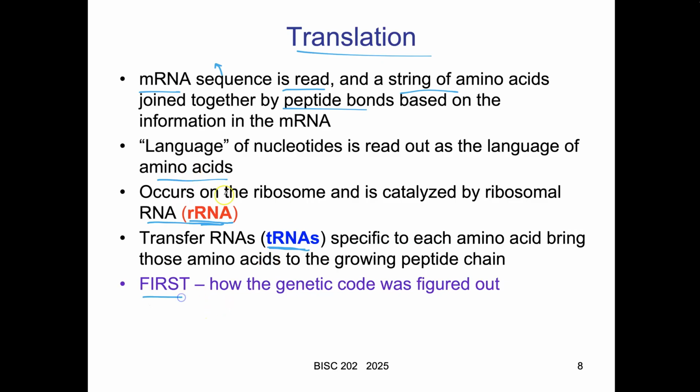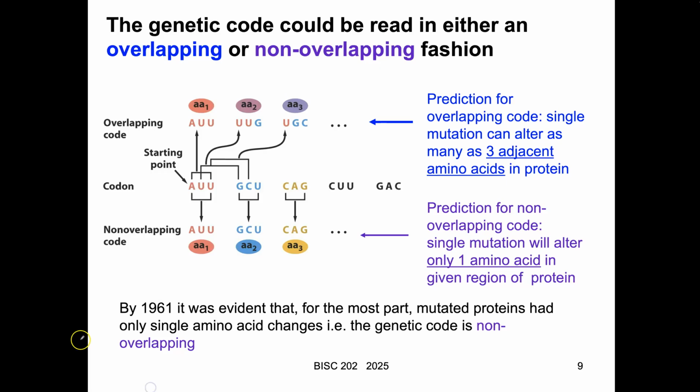And so that's a little bit of an intro. What we're going to look at in this lecture, for the most part, is how the genetic code was figured out. How did they decode this and determine how it works? So I'm going to talk later in a few minutes about how it was known to be a triplet code.